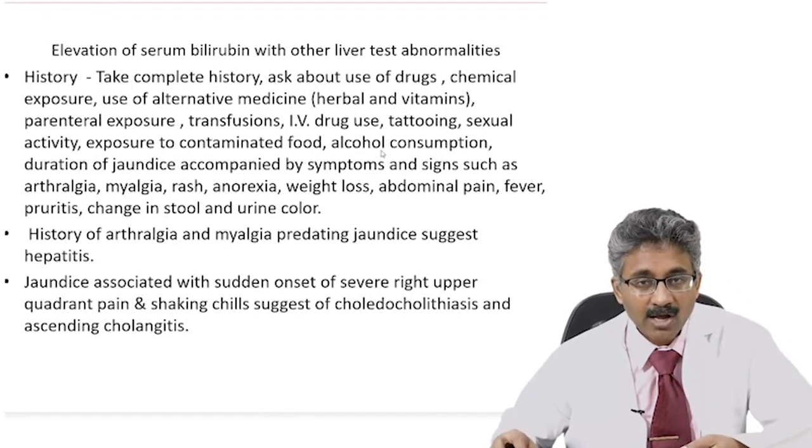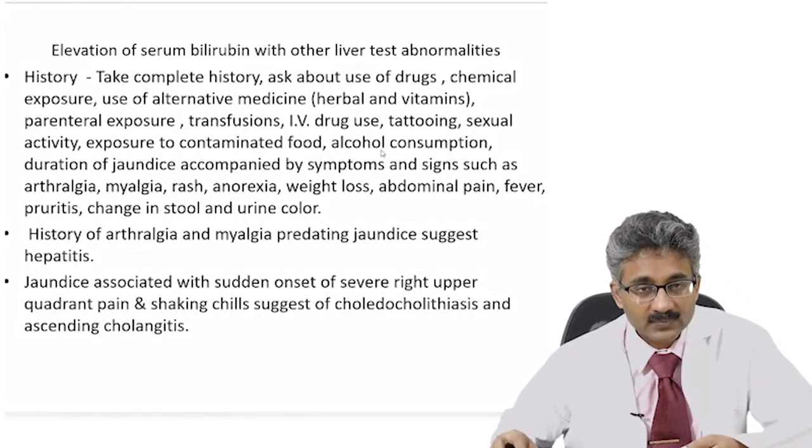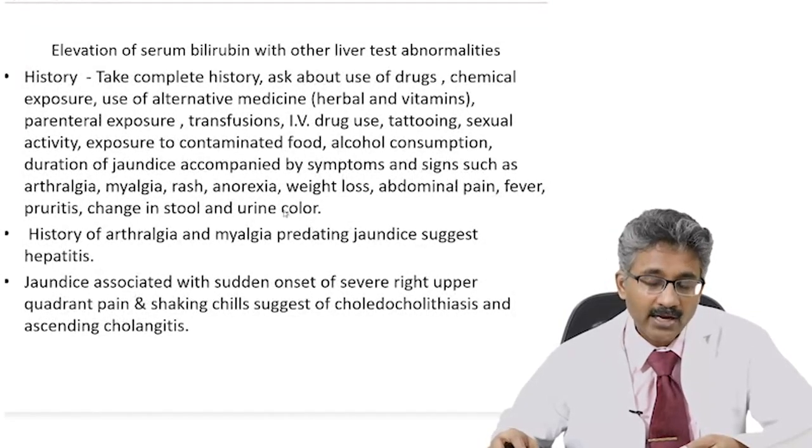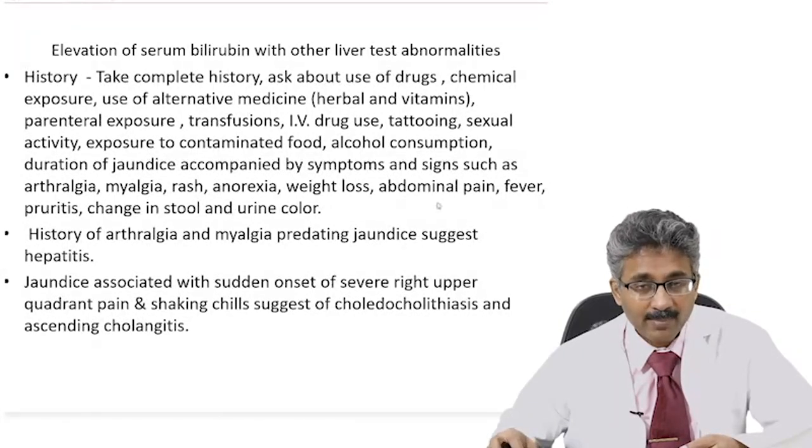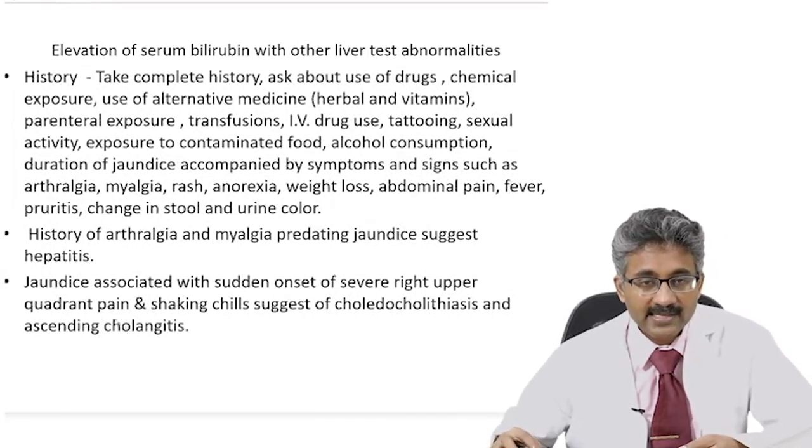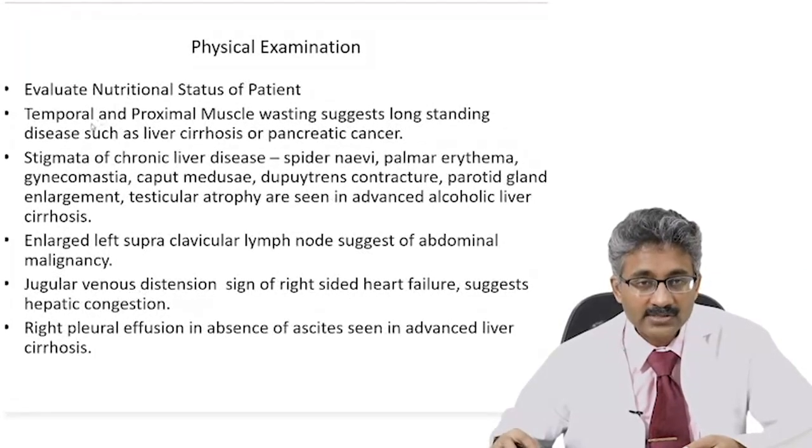Alcohol consumption, alcoholic hepatitis. Then if they have arthralgia, myalgia, weight loss, abdominal pain, fever, you think of autoimmune hepatitis and viral hepatitis. That is hepatitis A. Then if jaundice is there with sudden onset of right hypochondriac pain, chills, Charcot's triad, that is ascending cholangitis. In the physical examination, you will see whether there is temporal and proximal muscle wasting, which indicates either cirrhosis or pancreatic cancer.